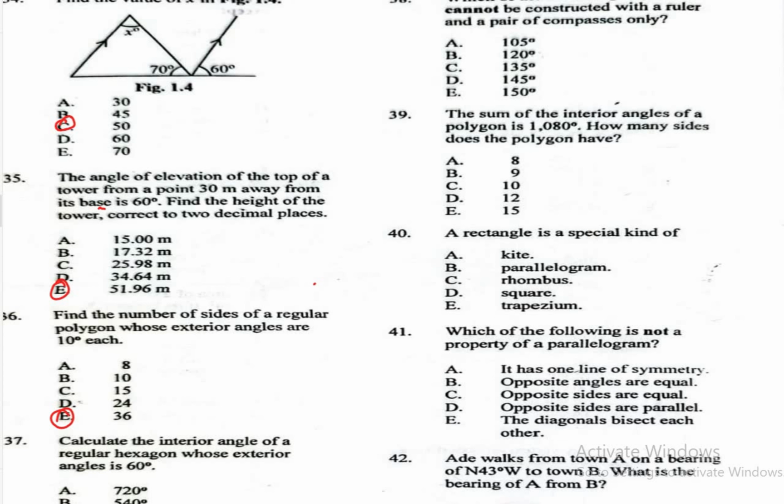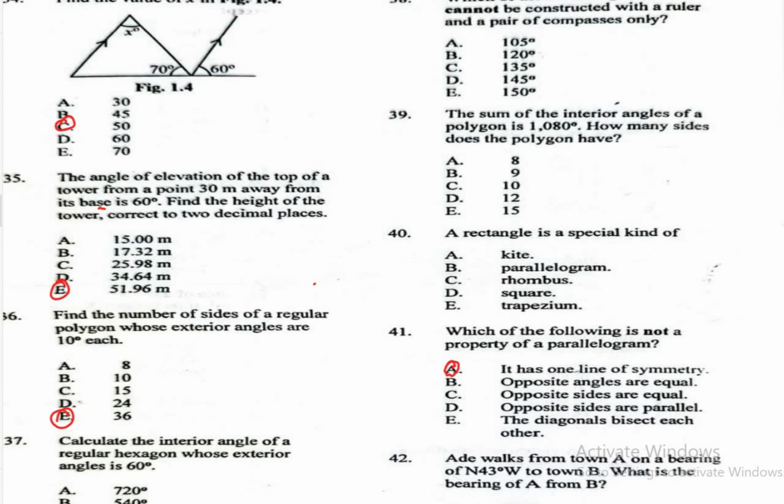I'm going to help you out with it. The question says, which of the following is not a property? It has one line of symmetry is not a property. It's not true. Opposite angles are equal is true. Opposite sides are equal, opposite sides are parallel, diagonals bisect each other. Those are properties of a parallelogram.